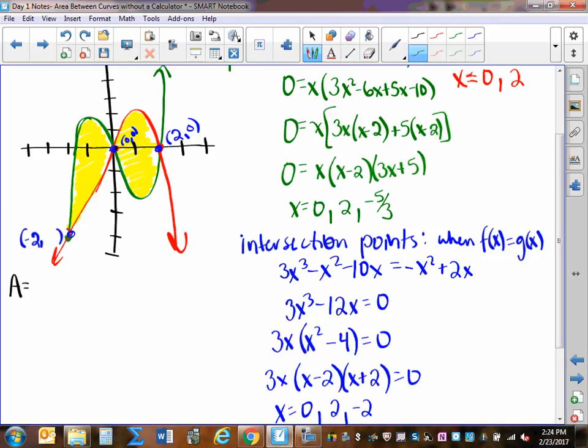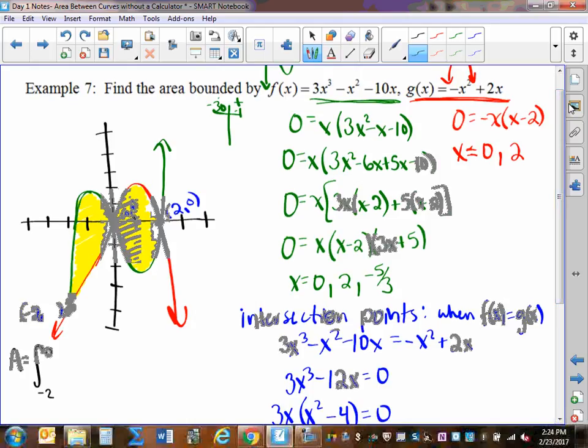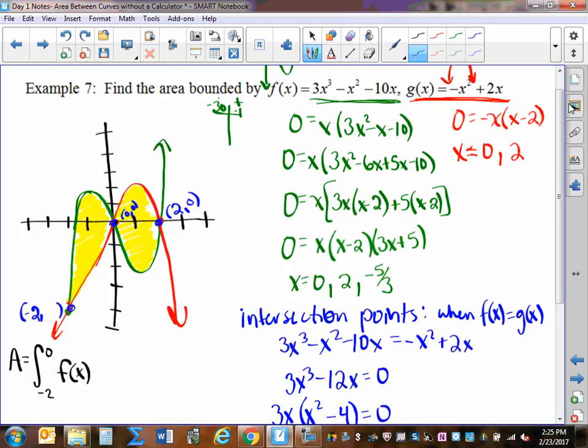So my area is going to be, for this region, from -2 to 0. My green function is the top function. So my green function was f of x. I'm going to go and write it first in terms of f of x minus g of x. And then I can add to that the other integral. So from 0 to 2. And now my top function is g of x. And my bottom function is f of x.